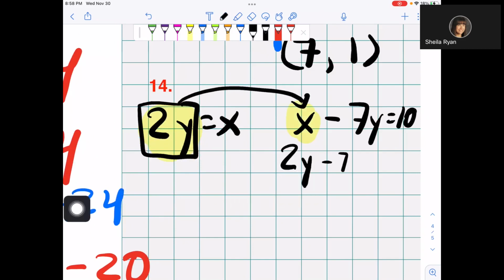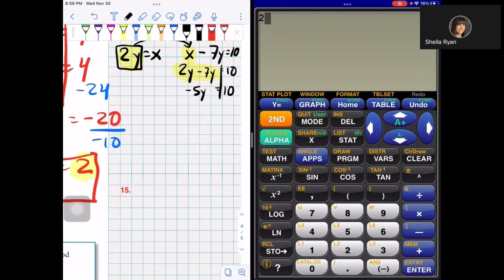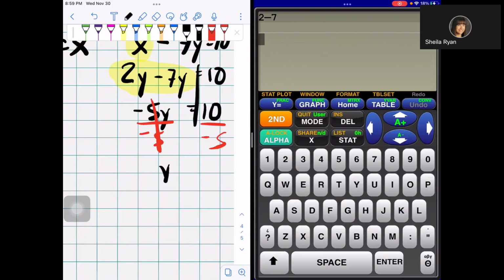Since x is equal to 2y, I can just put x or 2y. So 2y minus 7y equals 10. And in solving this, these are like terms. 2y minus 7y, so 2 minus 7 is negative 5. So negative 5y equals 10. Divide by negative 5, divide by negative 5, and we get y equals 10 divided by negative 5, which is negative 2.